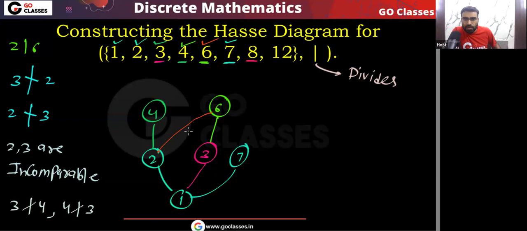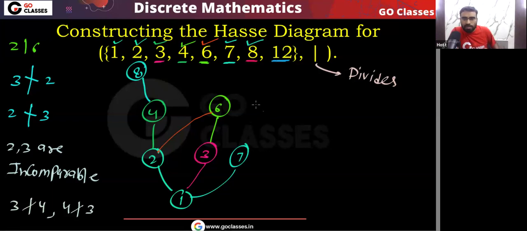Where to put 8? Who divides 8? Tell me, who divides 8? I can say that this 4 divides 8. Yes or no? 4 divides 8. You can see 6 does not divide 8. Okay, no problem. This also does not divide 8. So that's it. 4 divides 8. Now this 8 is also gone.